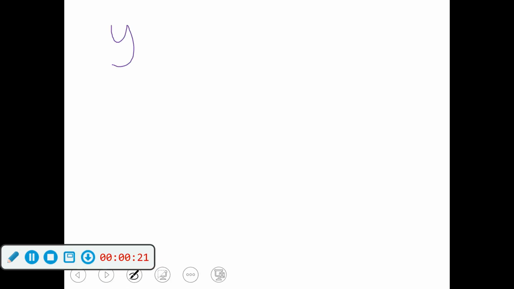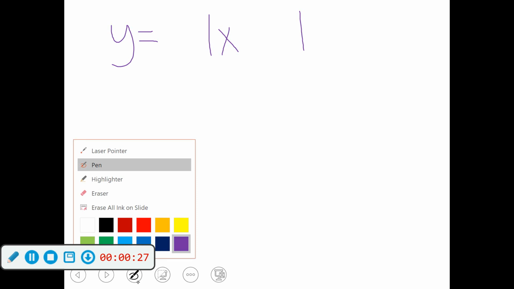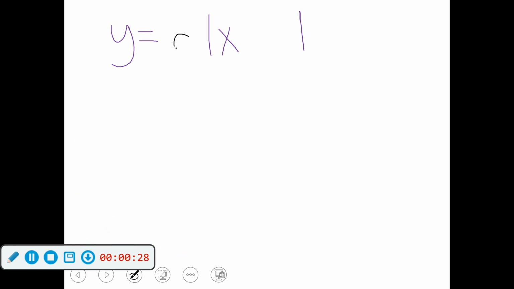So let's just come up with a basic absolute value here. We know that there is a number in front, and when you see no number in front of the absolute value, that insinuates the number is 1. And there's a number inside. Sometimes it's positive, sometimes it's negative. We'll call that B. And sometimes there's a number in back. It could be positive or negative. We'll call that C. Now, what does this A, this B, and the C do?